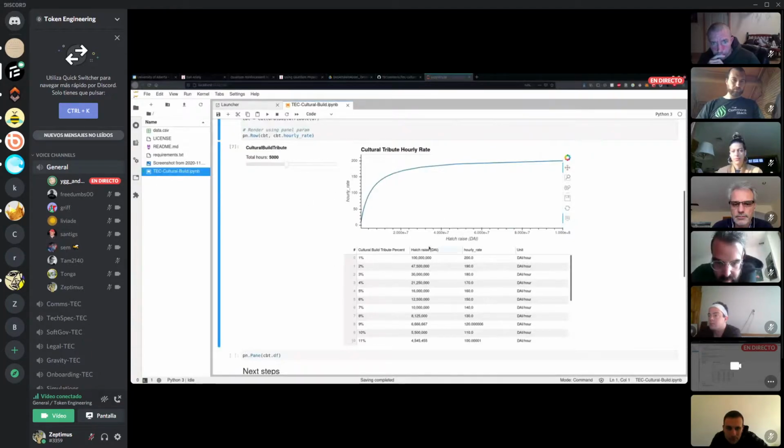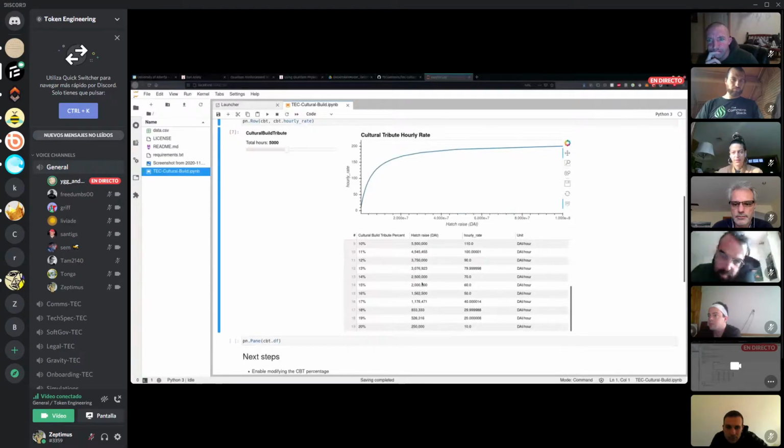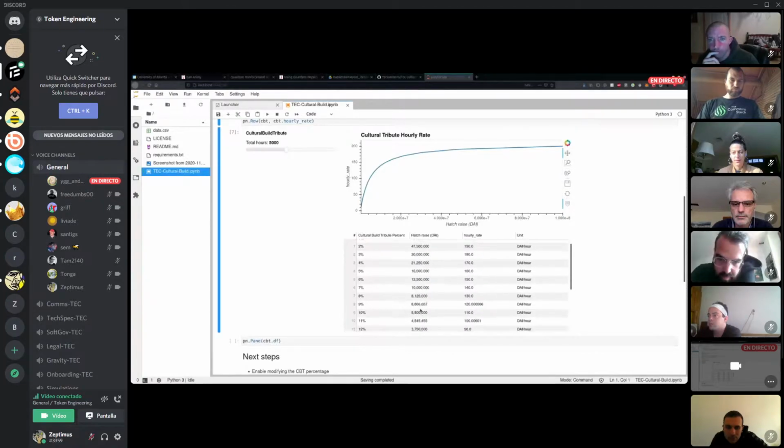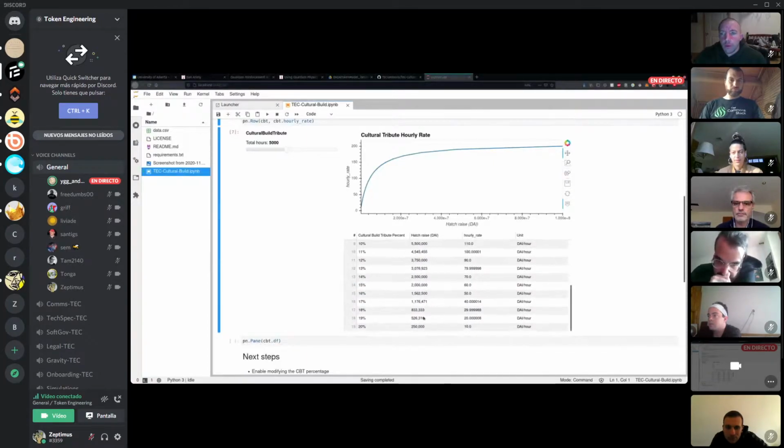The second thing we want to focus on is the hatch raise, which we see here increasing. It's up to 10 to the 8, so 100 million is the largest raise that we project. A minimum raise would be 250,000 XDAI. The more we raise, the higher the hourly rate we get paid out. If we raise $250,000, then it's an hourly rate of $10, and that will equate to 20% of the total raise going to the cultural build.